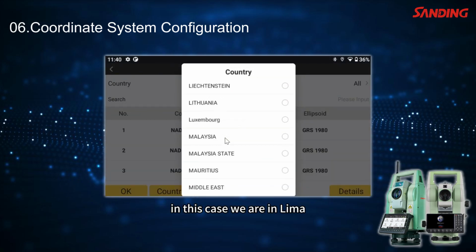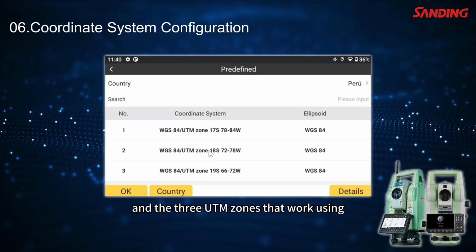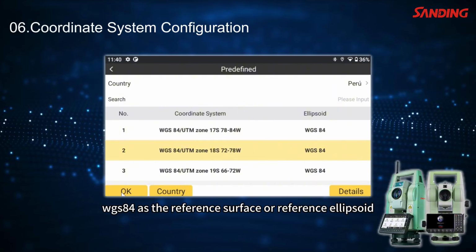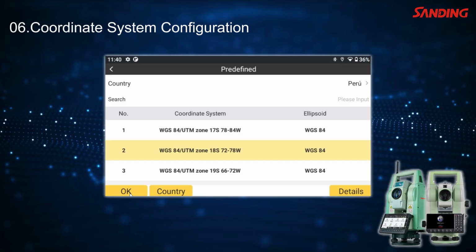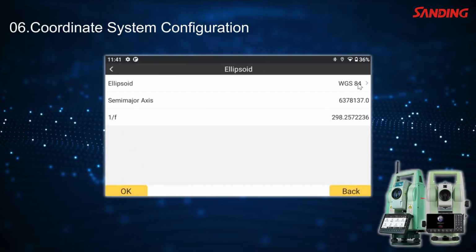In this case, we are in Lima. We search for Peru, and the three UTM zones that work using WGS84 as the reference surface or reference ellipsoid are already predefined. We are going to select 18 South, which would be the projection of Lima. We can review the details.